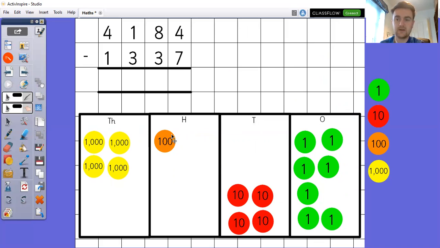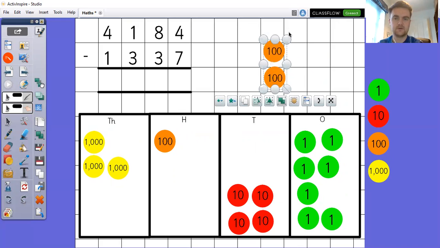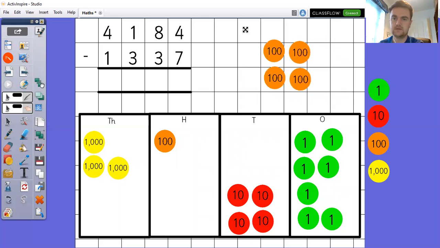I've got 100. I'm going to need to take 3 away. I can't do that. So I'm going to need to take a 1,000 and exchange it for 10 hundreds, because I know that 1,000 is the same as 10 hundreds. There are 2 of my hundreds. Let's go through this lovely long process again.